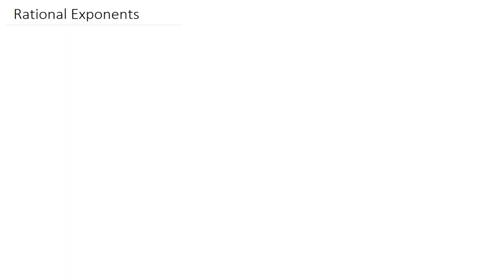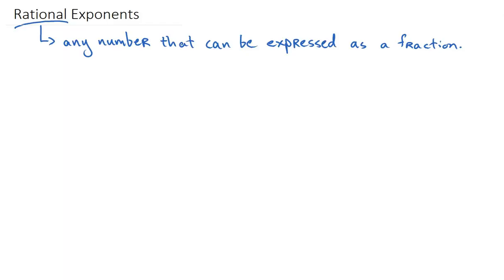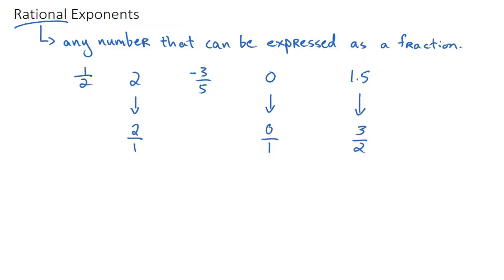So a rational number is any number that can be expressed as a fraction. So for example, 1/2 is a rational number because clearly it can be expressed as a fraction. But 2 is also a rational number because we can always write it as 2/1. You could have negative fractions, such as -3/5. Even 0 is a rational number because we could always think of it as 0/1. Decimals, such as 1.5, would be a rational number because it can be expressed as 3/2.